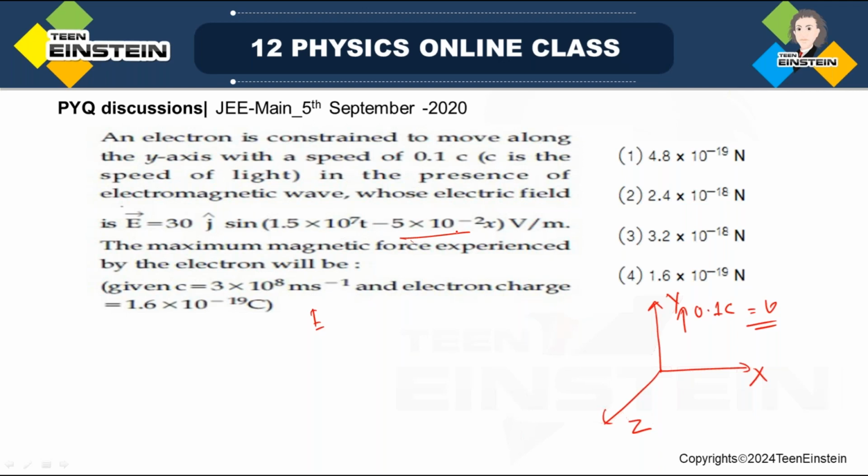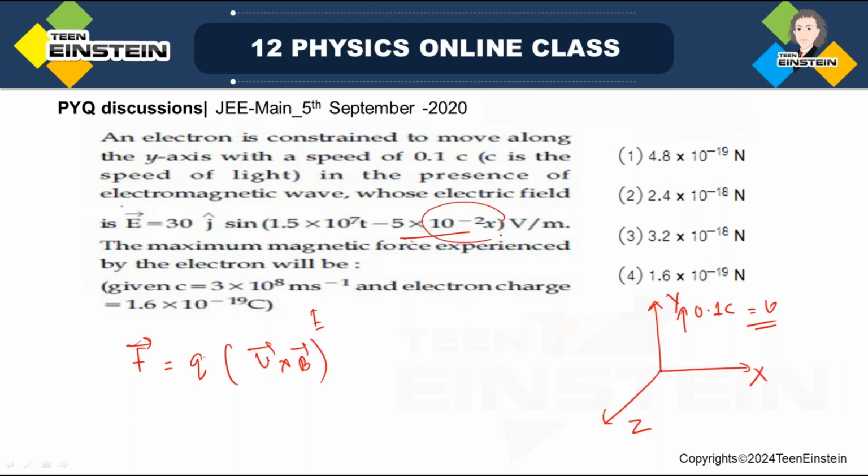The maximum magnetic force experienced by the electron will be, the force is q into v cross B. If you write it in terms of vectors, q into v cross B, this is the magnetic force on a charged particle. So how to find v? V is given already. V is along the direction of y. And what is this B?